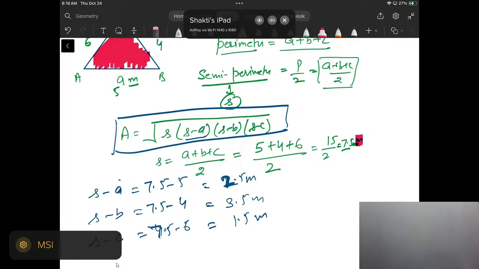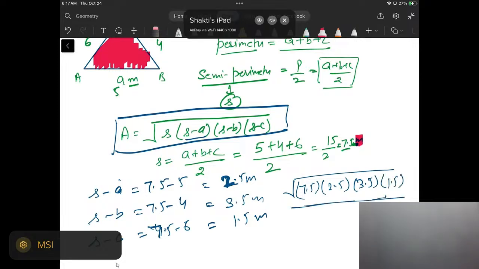Now we have computed all the values, so we substitute them: 7.5, then multiply by 2.5, then by 3.5, then by 1.5. When we solve this, we get the area, and the result will be in meters squared. The objective of this question is to introduce the formula of the area and what the semi-perimeter is.